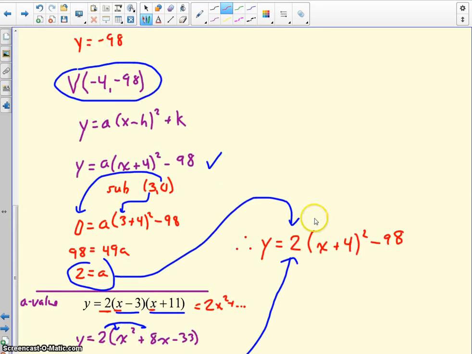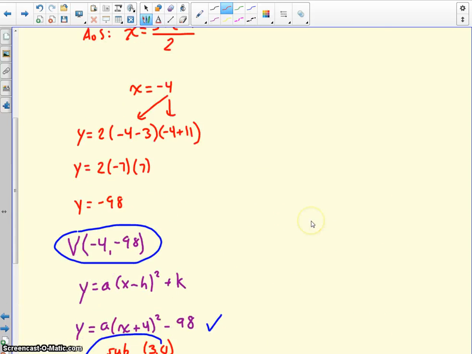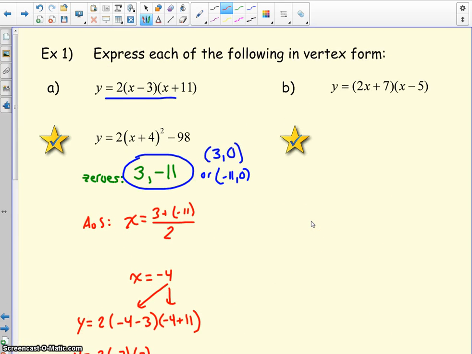Okay, so with that one done, again, hopefully you've tried the second one as well. If you haven't, please do so now. And again, in a few seconds, I'll reveal the answer to 1b.